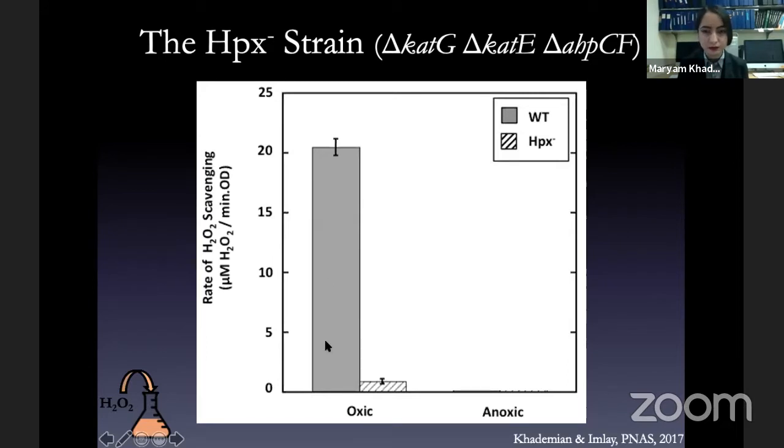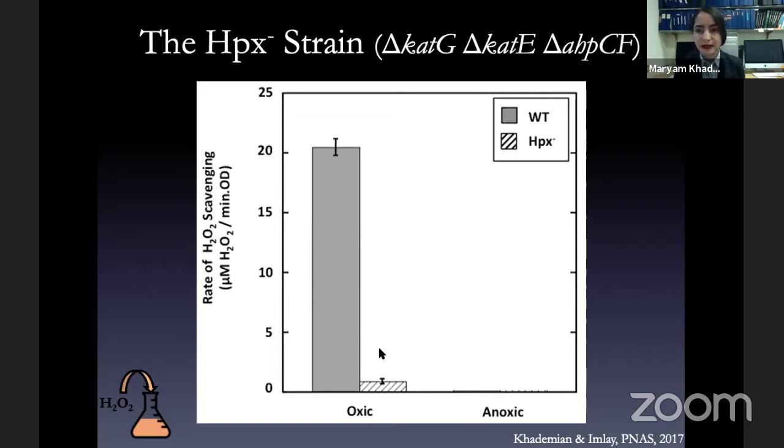And in the HPX- strain, which does not have these 3 scavengers, the rate of scavenging is pretty low. This is when I grow the cells in an oxic environment, which is basically in a water bath outside in the lab, where the cells are exposed to normal air that has about 20% oxygen. Now, if I grow the cells in anoxic conditions, we have an anaerobic chamber in the lab with very low oxygen, under 50 ppm.